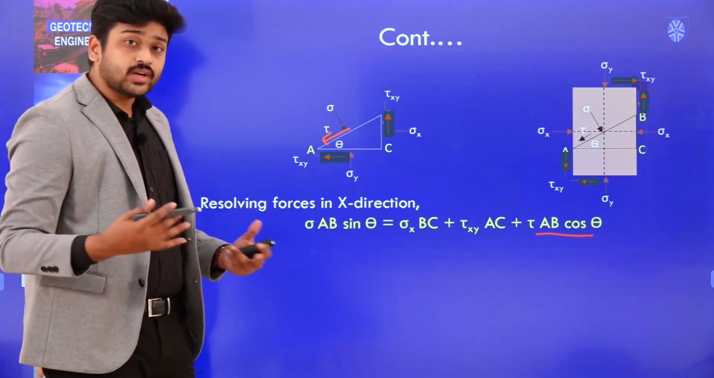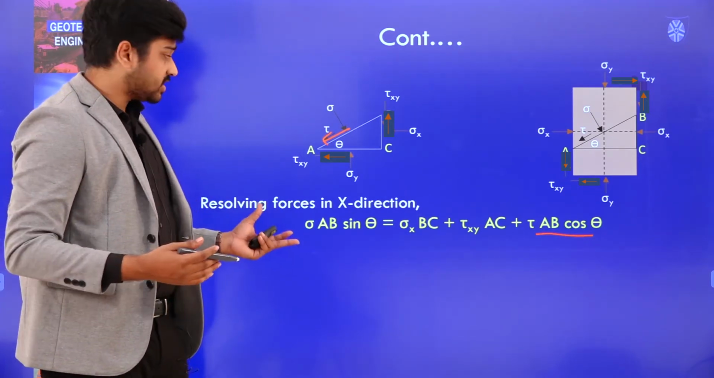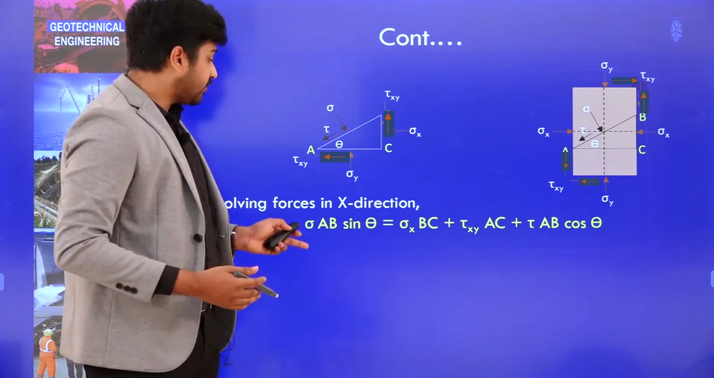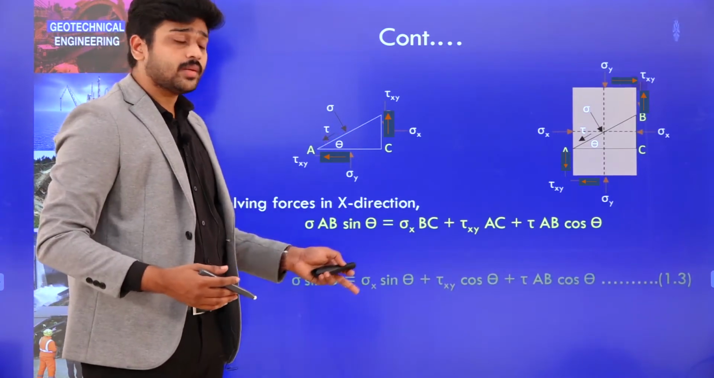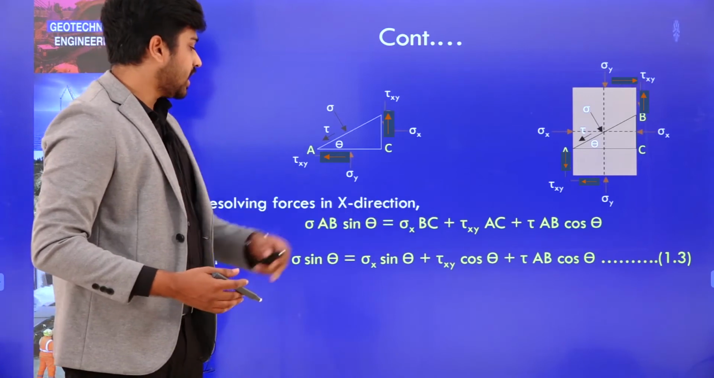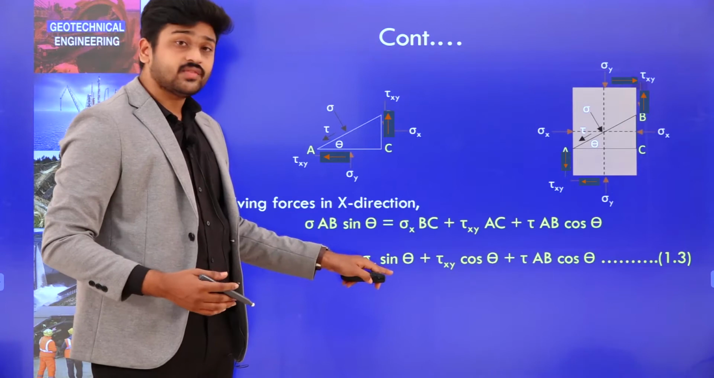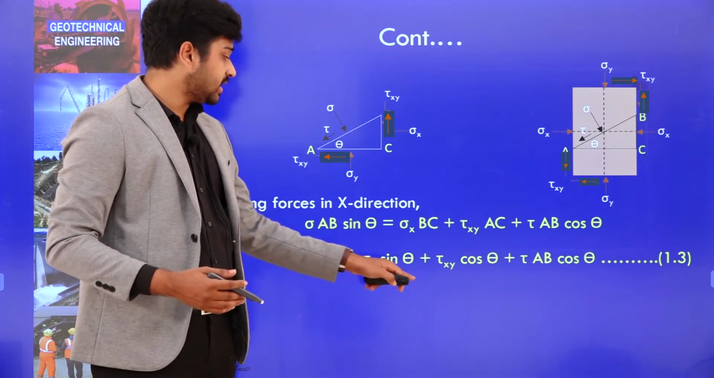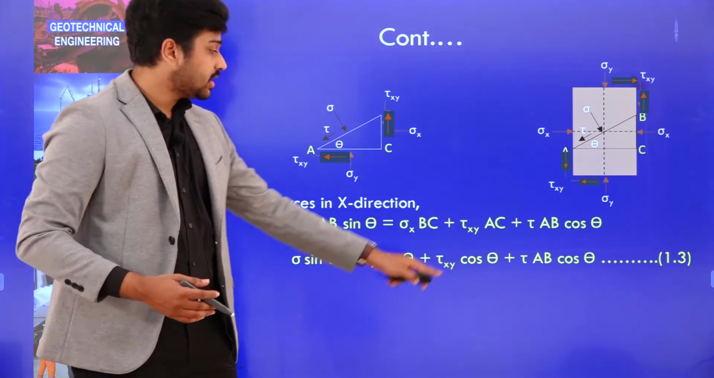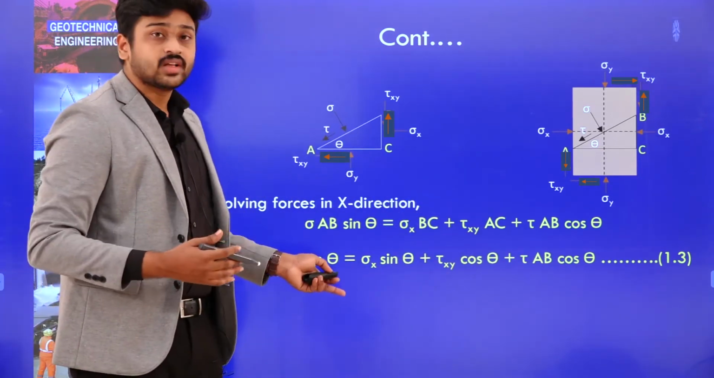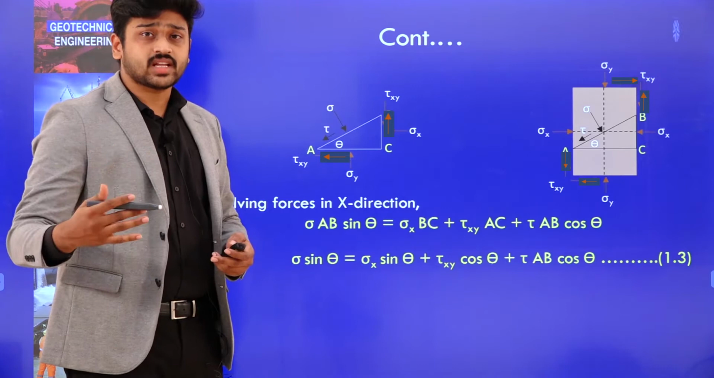So you just try to resolve this on your own. For simplification, I have just given the direct formula here. If we simplify this by dividing with respect to AB again, we get sigma sin theta equals sigma x sin theta plus tau xy cos theta plus tau AB cos theta. So you have to use this expression when resolving along the x direction.